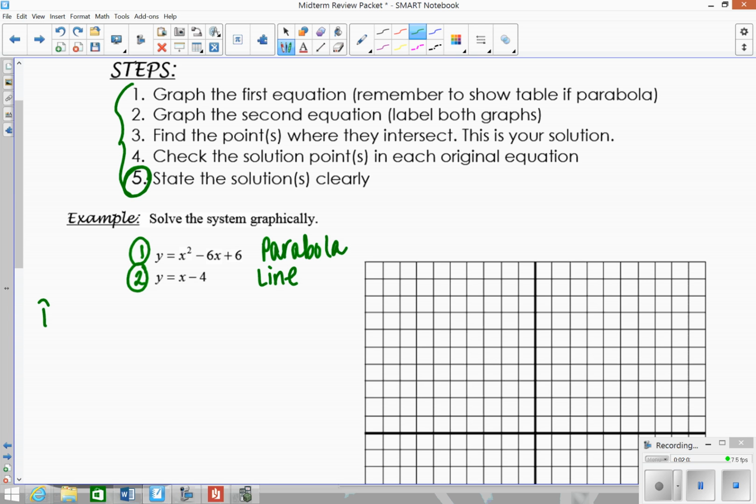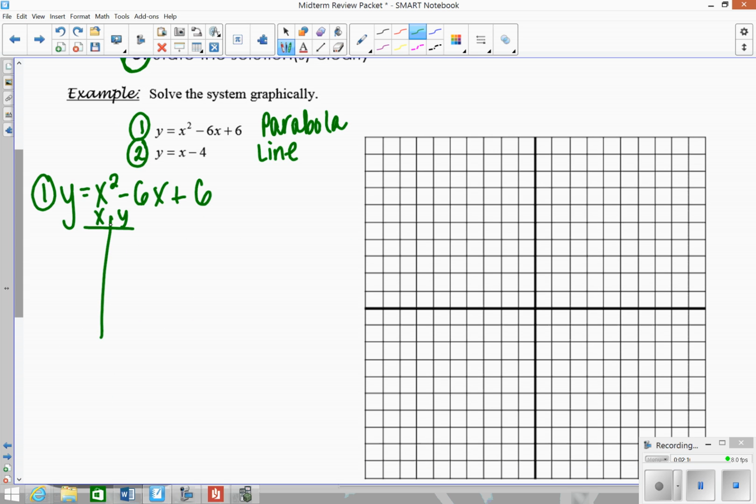So when I graph the parabola, what I'm going to do is take this equation and put it in my calculator. And if you remember, parabolas are U-shaped, so they have symmetry. So that means when I go into my calculator, I want to look in the table in my calculator where I have symmetry. So I need to figure out that vertex or that middle point.